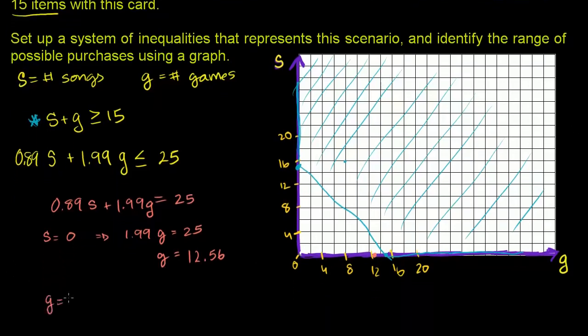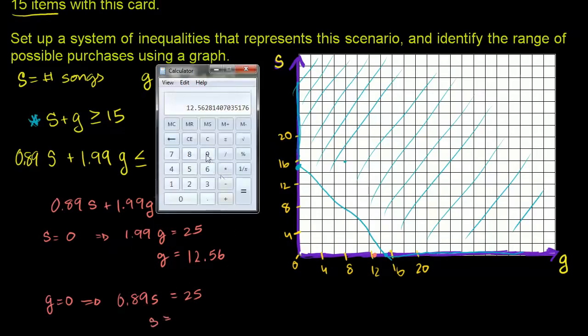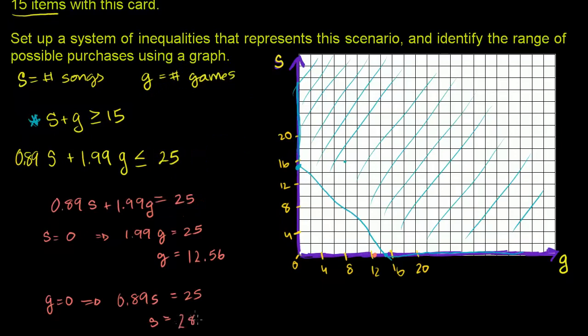And then let's do the same thing if g is 0. So if g is equal to 0, then this term goes away, we have 0.89s, if we use just the equality here, the equation, is equal to 25, or s is equal to, get the calculator out again. If we take 25 divided by 0.89, we get 28.08, just a little over 28. So that is g is 0, s is 28.08. A little over 28. So it's right over there.